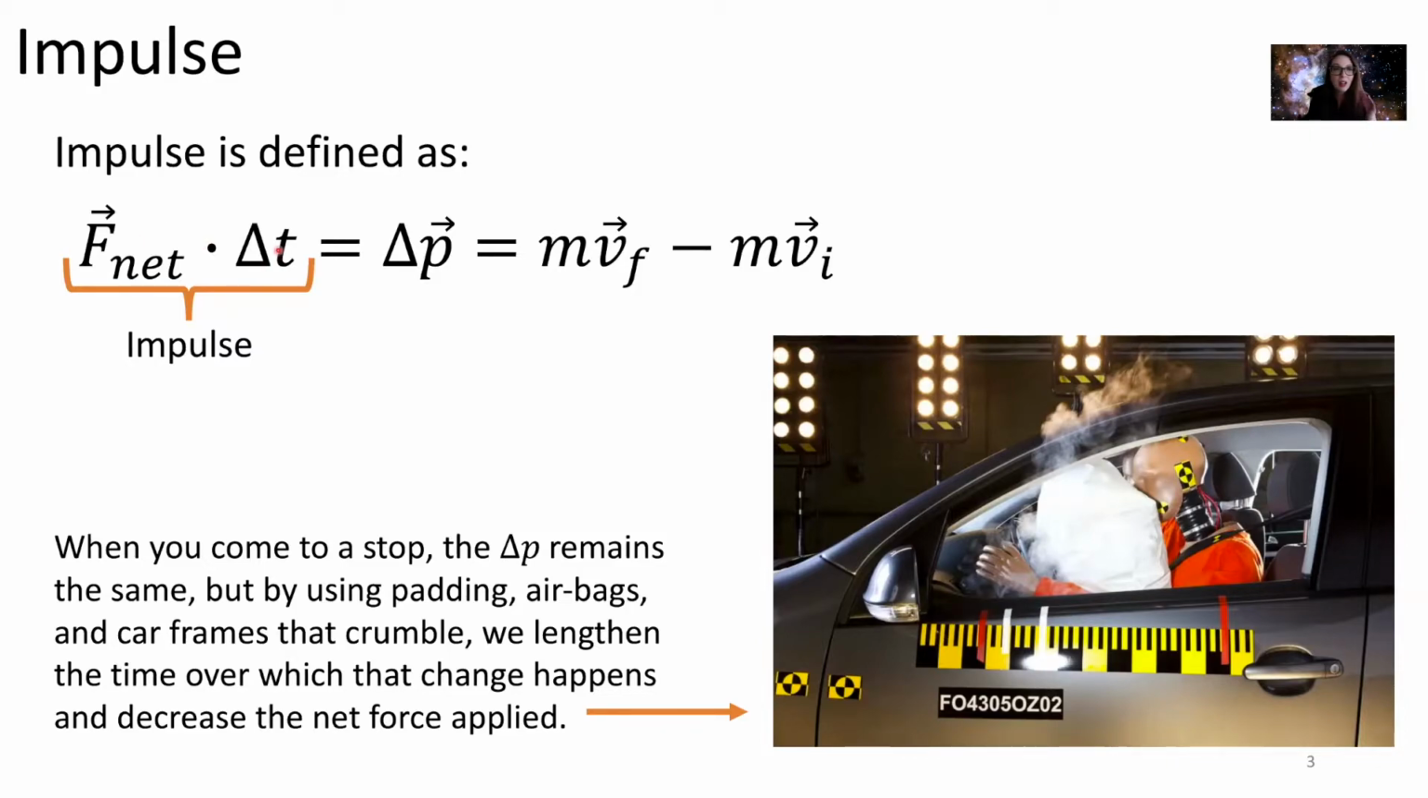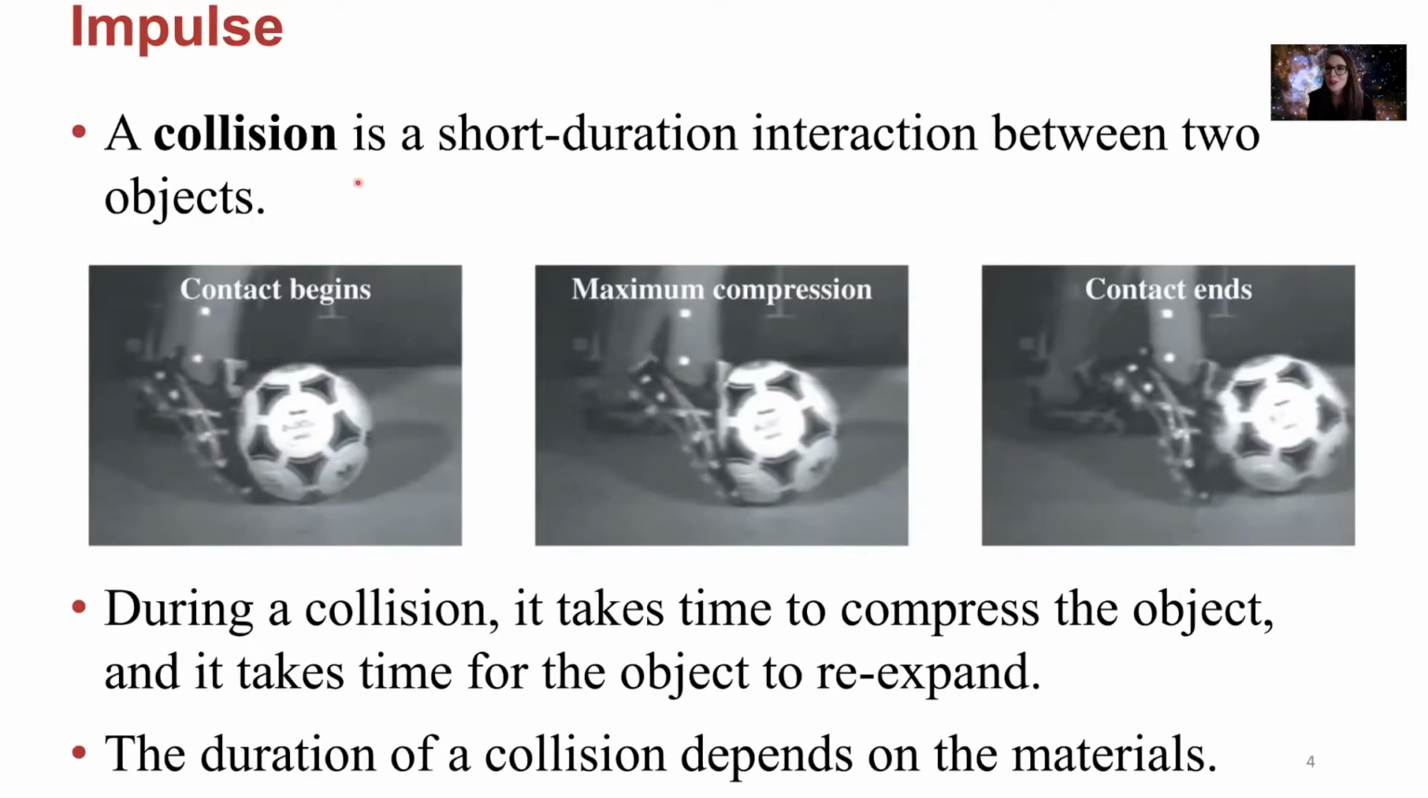But you can lengthen the duration of that collision by adding that extra padding, and then that reduces the net force that's applied on your body or even applied on your brain. A collision is a short duration interaction between two objects.